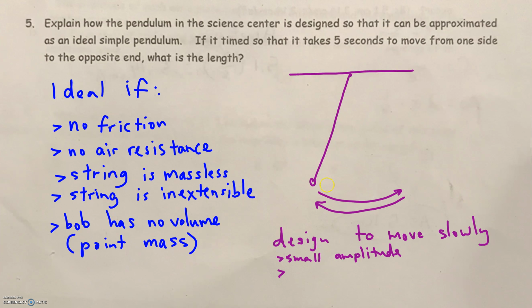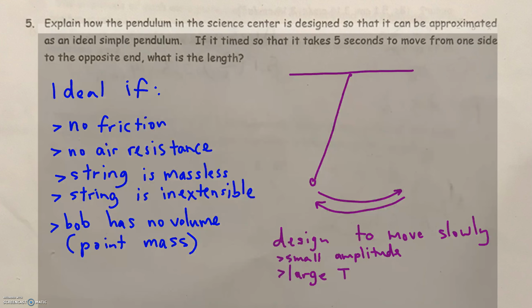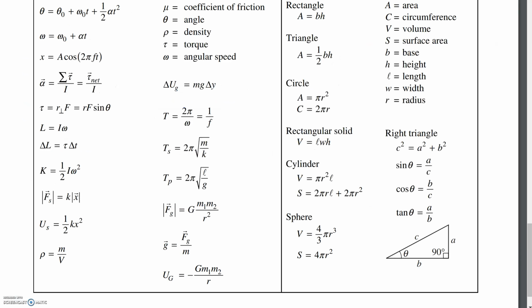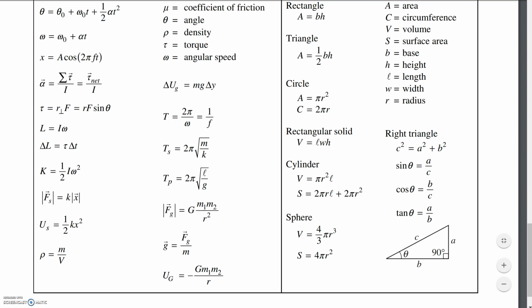And the other thing is we want it to take a lot of time to go back and forth. Because if it takes a long time, it's not going to go very fast. So what do we need? We need a large period. How can we make a large period? Well, let's look at our equation sheet. The period of a pendulum is 2 pi square root of the length divided by the acceleration due to gravity. Gravitational field strength is technically what that is.